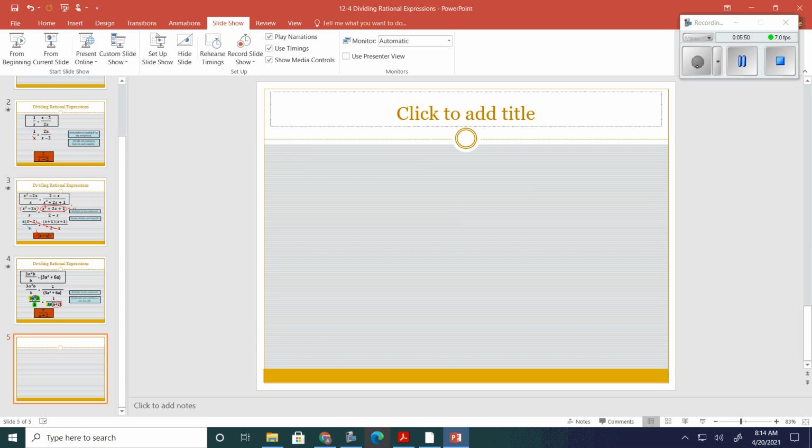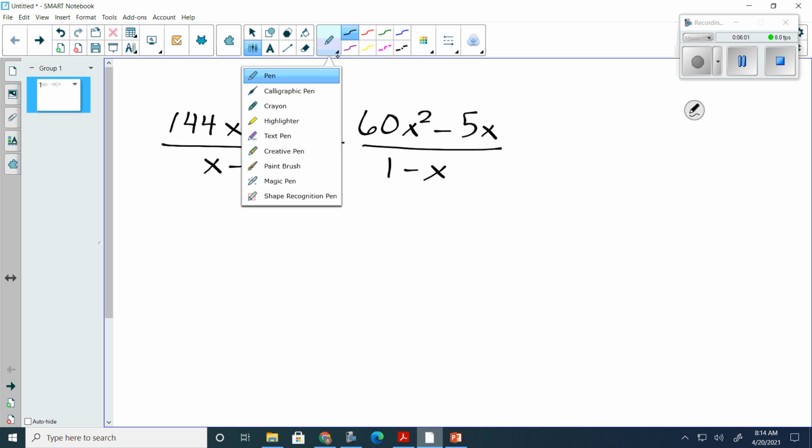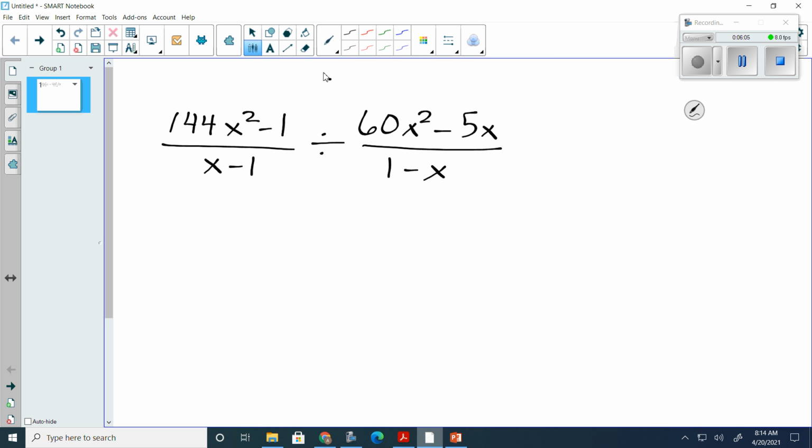So let's look at an example. I'm going to look at an example off of your paper today. I can pull it up on my smartboard actually. This is number 9 on your homework assignment. So again, you see that it's division. As soon as you see that it's division, you know that you have to fix this really fast. When it's division, you have to multiply by the reciprocal.